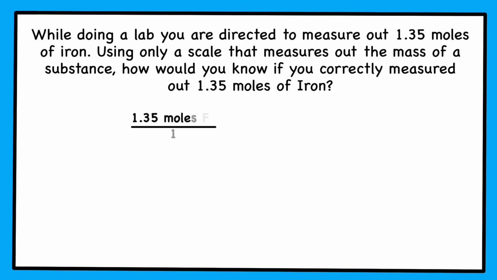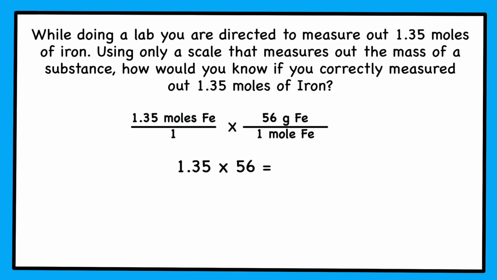So I'm going to put 1.35 moles of iron over 1. Then I'm going to multiply it by X grams of iron, which is the atomic mass of iron, over 1 mole of iron, so 56 grams of iron over 1 mole. This turns into a multiplication problem of 1.35 times 56, which gives us 75.6 grams of iron.